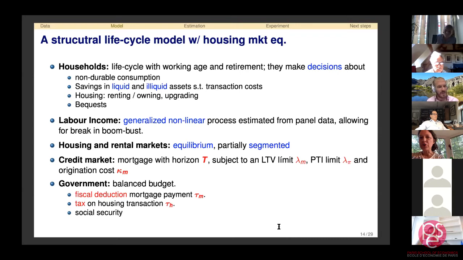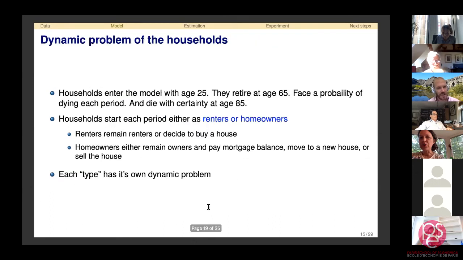So the credit market is composed of a mortgage market with a horizon T, subject to an origination LTV limit, a payment-to-income limit, and origination costs. And the government has a balanced budget, where it can implement fiscal deductions on mortgage payments, taxes on housing transactions, taxes on income, and social security redistribution, right? So this is pretty standard by now in the literature.